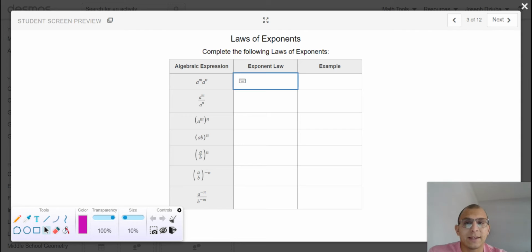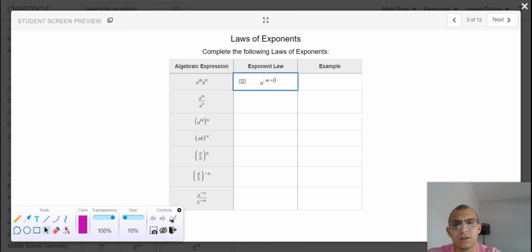For this slide, I ask that you define the exponent laws, since it's definitely something you've come across repeatedly during your time in Algebra 1, Geometry, and Algebra 2. For instance, in our first algebraic expression, when we are multiplying two bases with exponent values, we can simply keep one base and add the numerical exponents, m plus n.